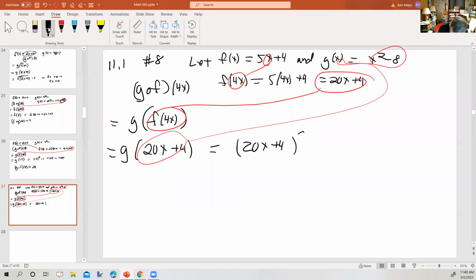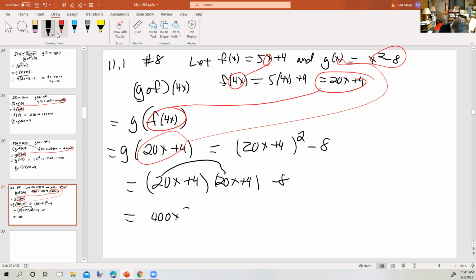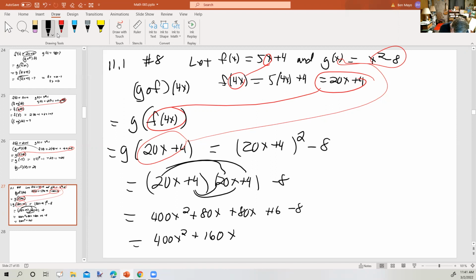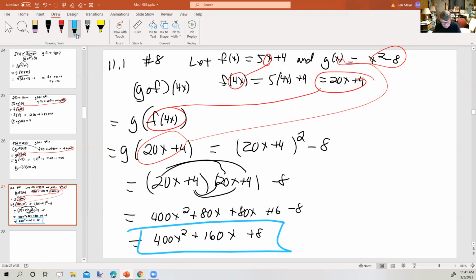And that goes in here, so we get 20x plus 4, the quantity squared, minus 8, which is 20x plus 4 times 20x plus 4 minus 8, which is 400x squared plus 80x plus 80x plus 16 minus 8, which is 400x squared plus 160x plus 8. Any questions about that example? So again, each calculation isn't difficult, but you've got to do the right things in the right order. Still good? Okay.